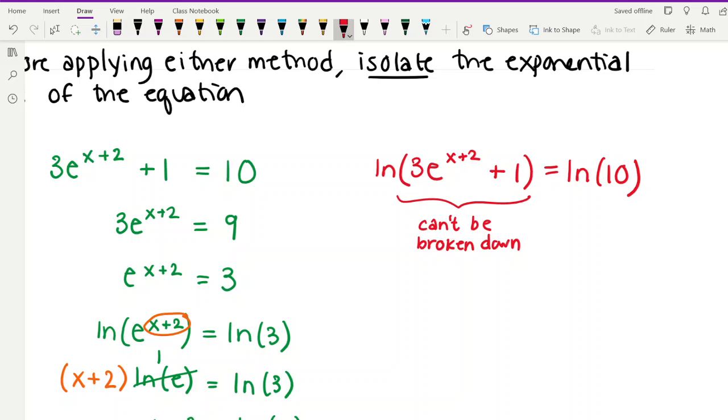So long story short, this method just wouldn't get you anywhere. If you tried to take the ln of both sides too early, it just wouldn't be useful. And so you don't want to do this. You want to start by isolating your exponential part, because then when you take the logarithm, you can right away bring that power down, and you'll be able to actually access that exponent.